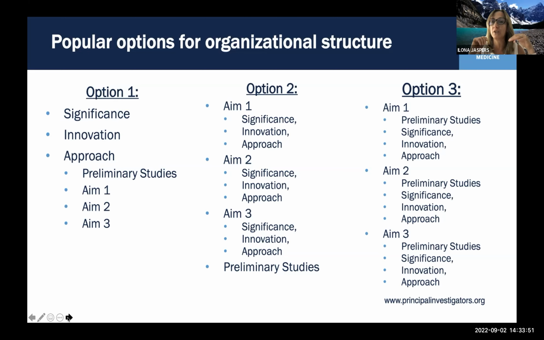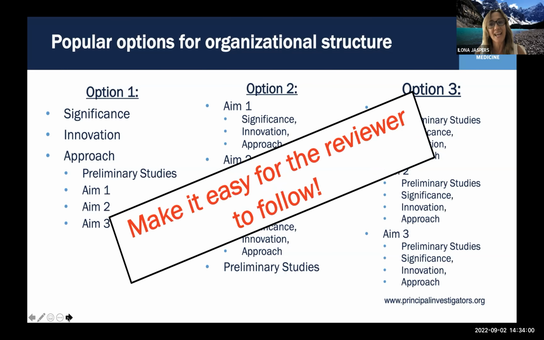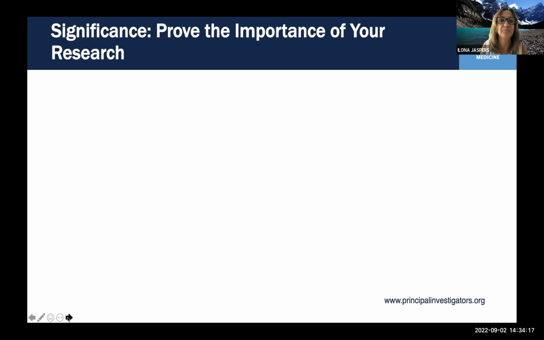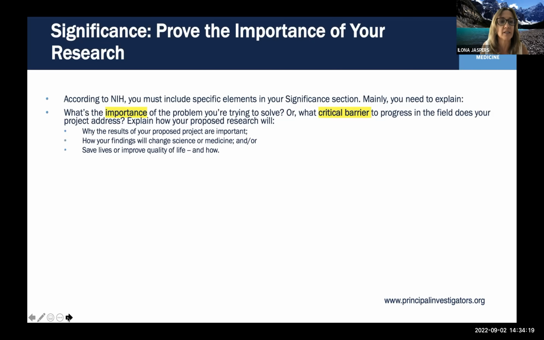So it's really easy for a reviewer to see where they are on that particular page. Again, make it easy for the reviewer to follow. Tell me where I am within your application. Use color, use different sections, and in addition, have white space. Don't just have a page of nothing but words. That is really annoying.